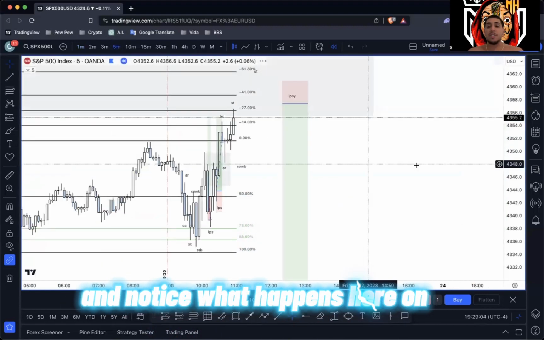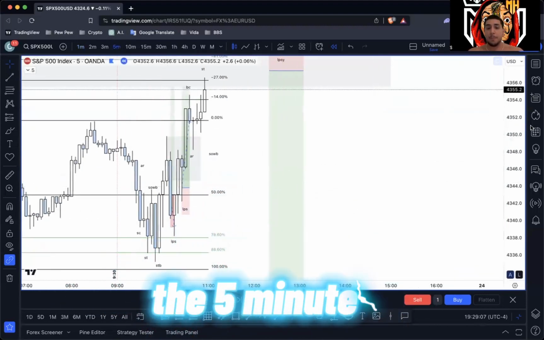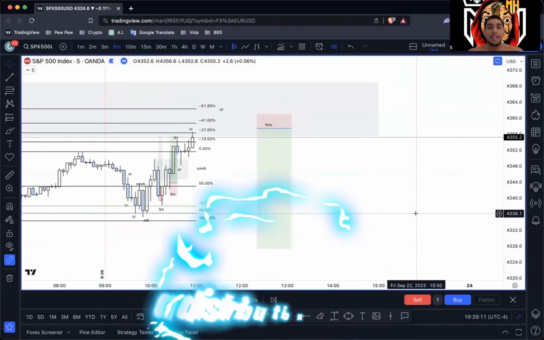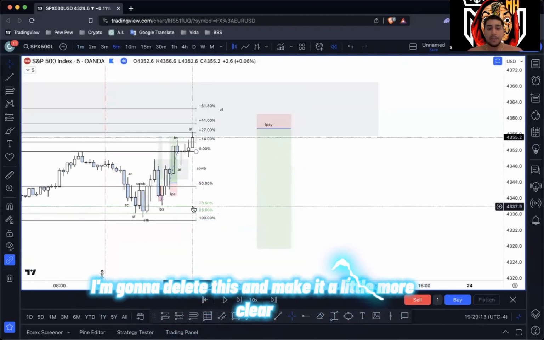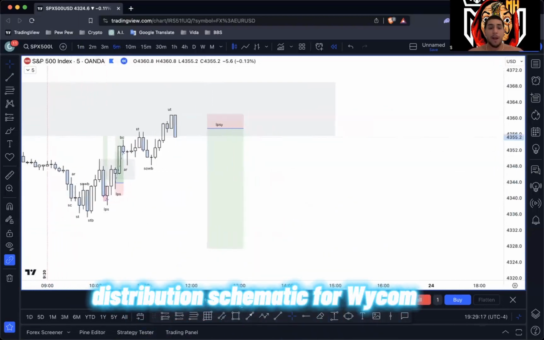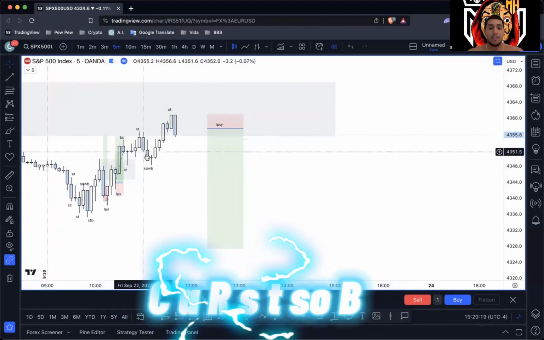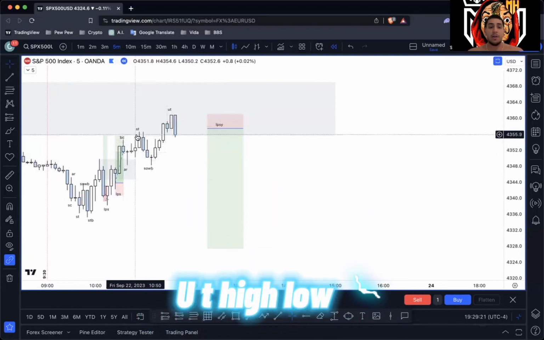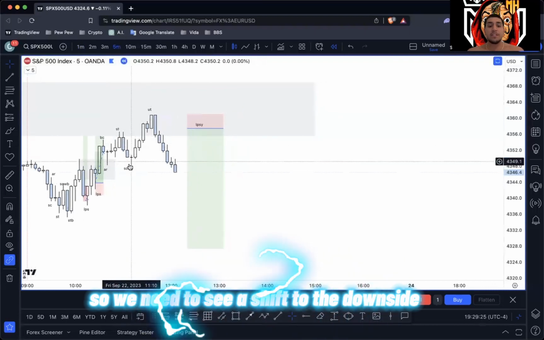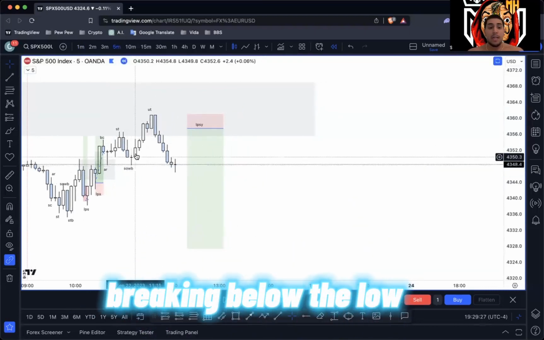And notice what happens here on the 5-minute. Price now goes ahead and starts placing into a distribution. I'm going to delete this to make it a little more clear. We start building into a distribution schematic for Wyckoff, going from a BC, AR, ST, SAL, UT, high, low, high, higher low into a higher high. So we need to see a shift to the downside, breaking below the low that created our high.